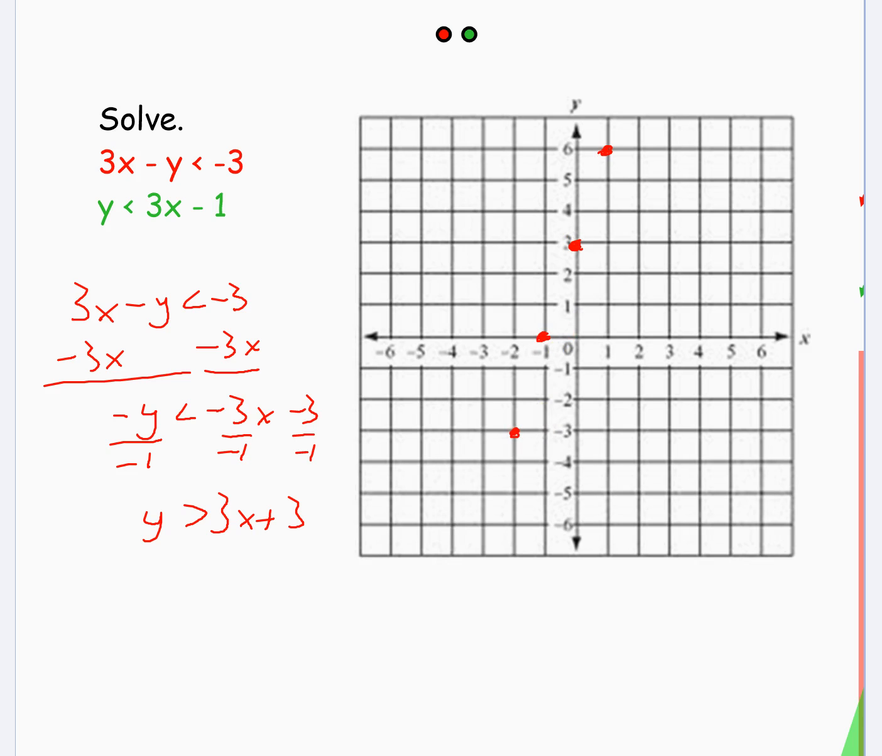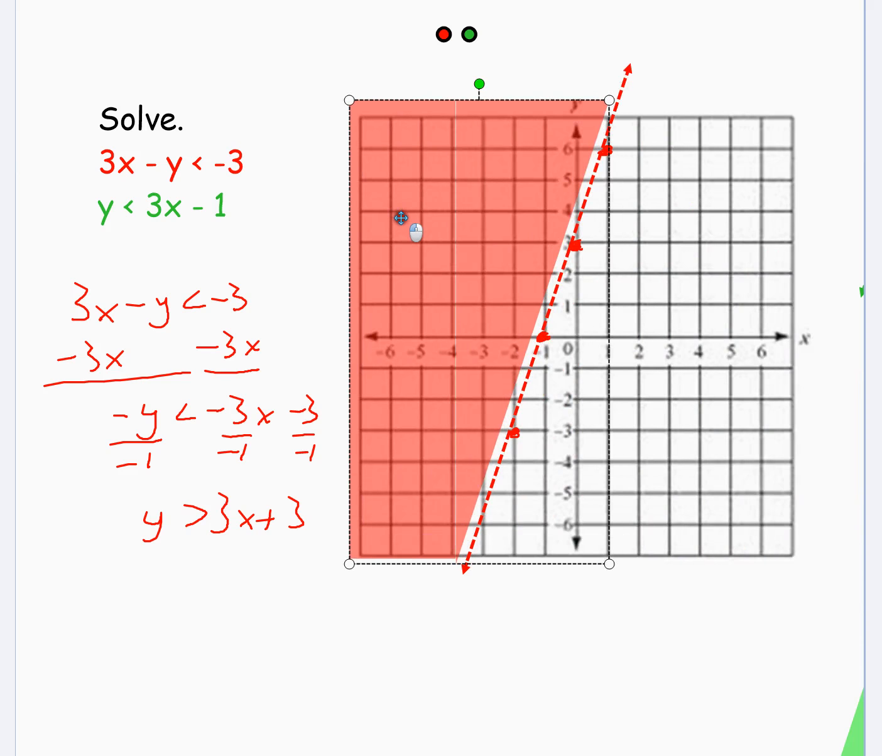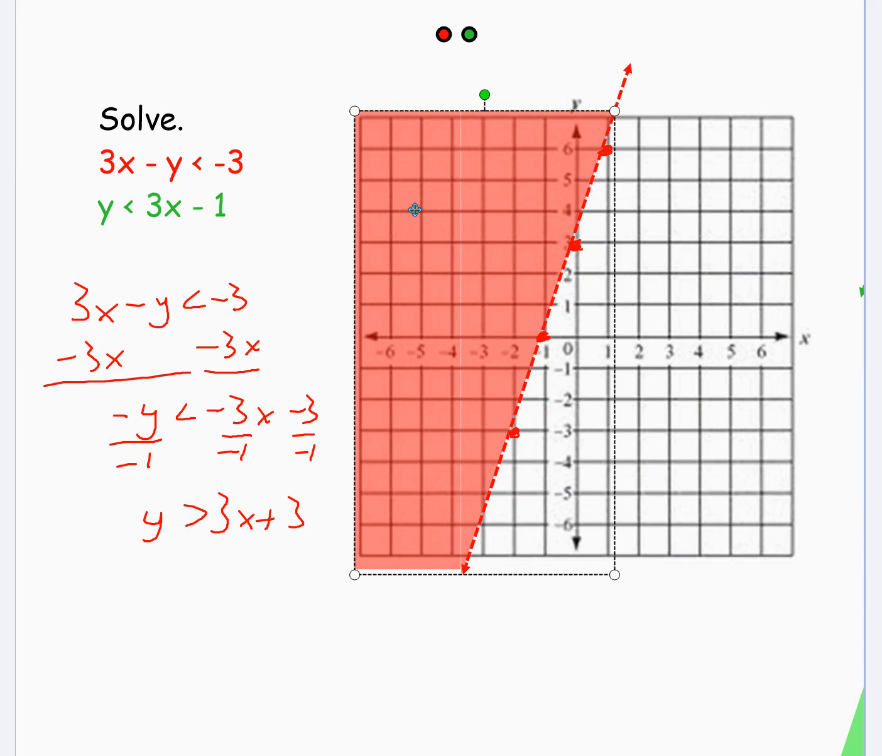This is a less than. It does not have the or equal to. So our graph is going to look like this. And this is a greater than, so we want to shade above this graph. And so here's our shading. We're going to shade above there.